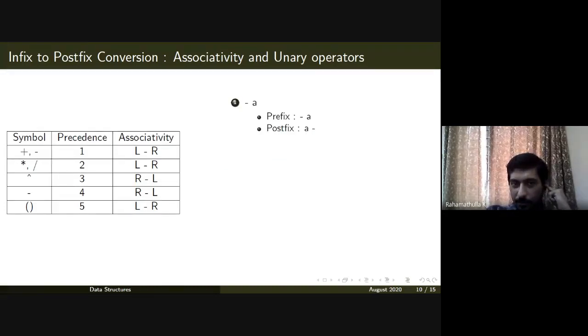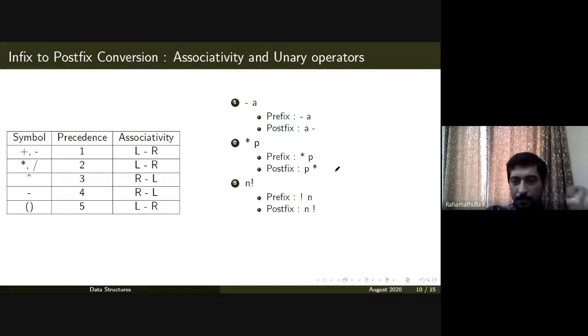So for a unary minus, the prefix expression is minus a, same as minus a. So unary minus is minus a. Your prefix is also minus a. Postfix is a minus. For a unary operator star p for representing a pointer, the prefix expression is star p. Postfix expression is also star p.